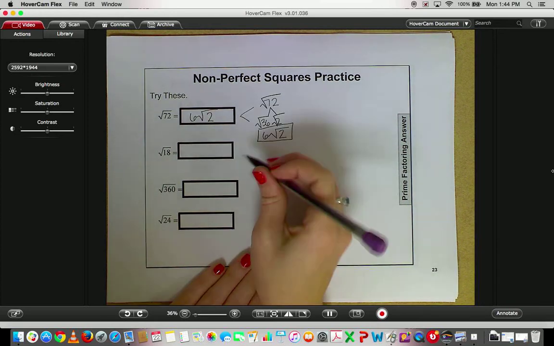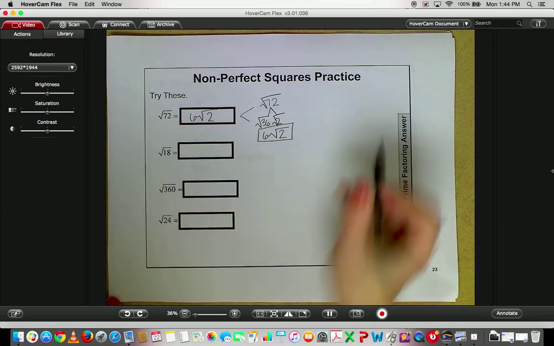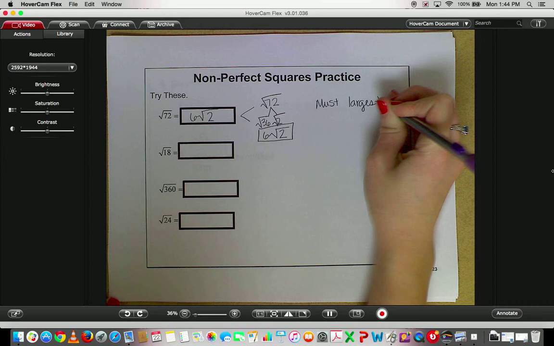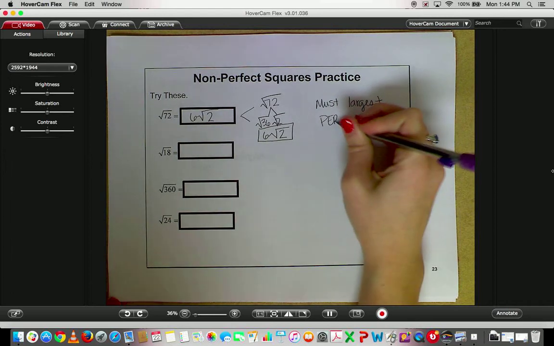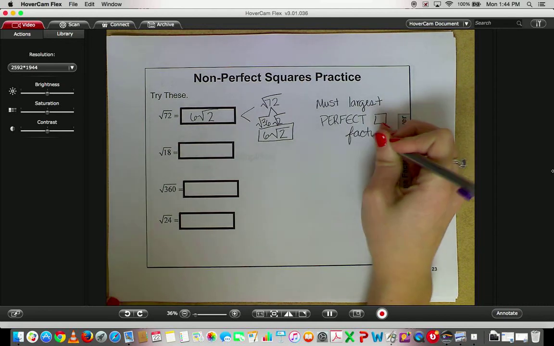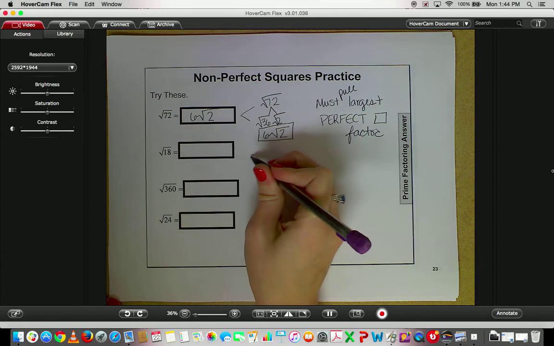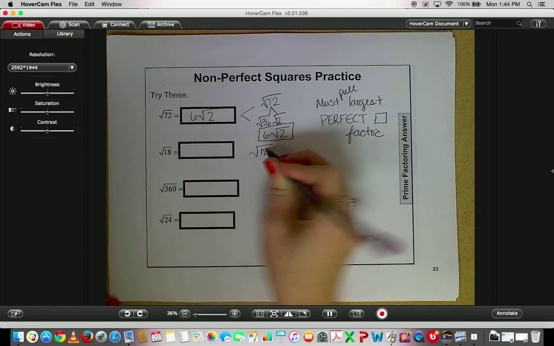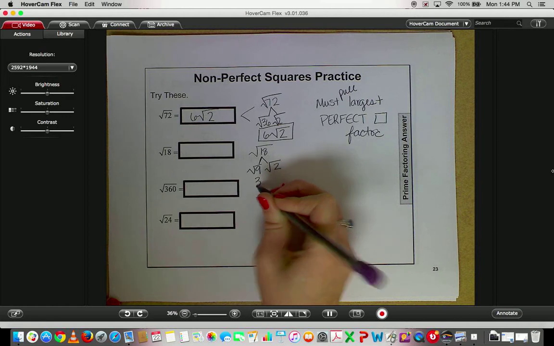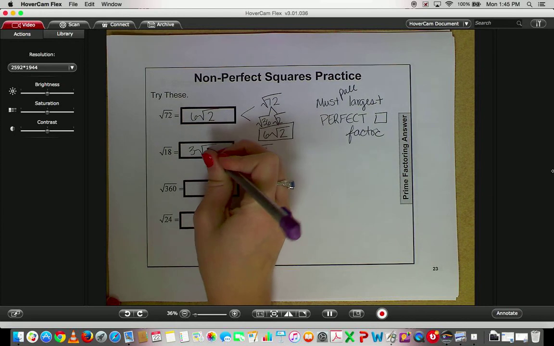All right. Square root of 18. My 8A kids wanted to say 6 and 3, but 6 and 3 are not perfect squares. You must pull out the largest perfect square factor, not the largest regular factor, the largest perfect square factor. So it would be 9 and 2. So you have the square root of 18. The square root of 9 is 3. There is no simplified version of the square root of 2. So your answer here is 3 square root of 2.